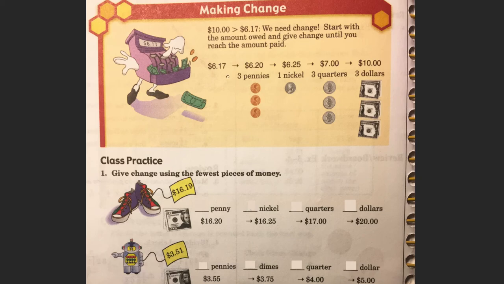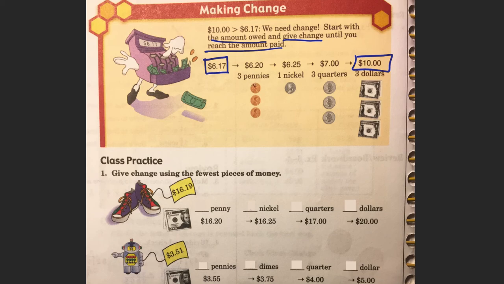So in this lesson, we're just continuing on from our last lesson of how to give change to someone. If you guys recall, you always start with the amount owed and give change until you reach the amount paid. So in this case, the amount owed, or the price of the item, was $6.17, and the cashier keeps adding on to that money, keeps giving change until she gets to the $10 that the customer paid with.